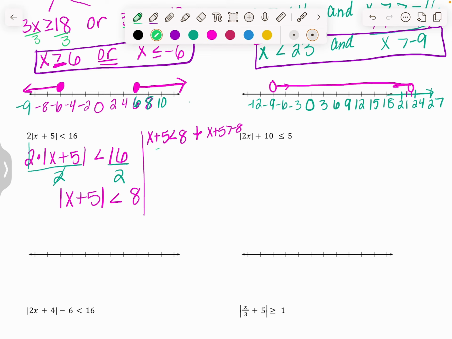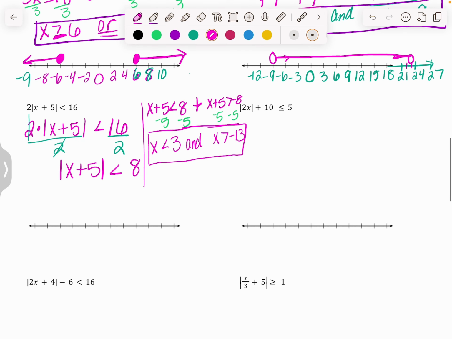And then you solve each one. Each one you're going to solve by subtracting the 5. So you're going to get x is less than 3. And on this side, you're going to subtract the 5. Be careful because you have -8 minus 5, and so those are both negative. So you're going to add 8 plus 5 is 13, so -8 minus 5 is -13. So this is our answer, and we can put that on our number line.